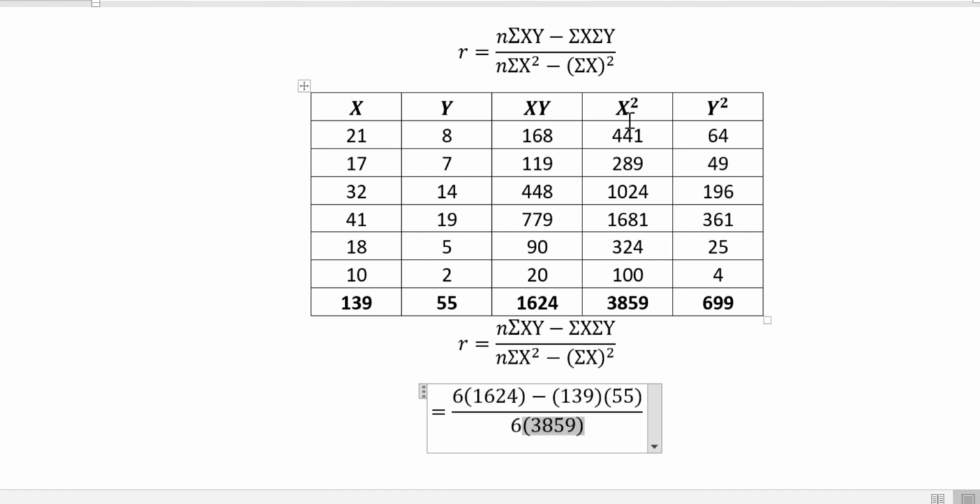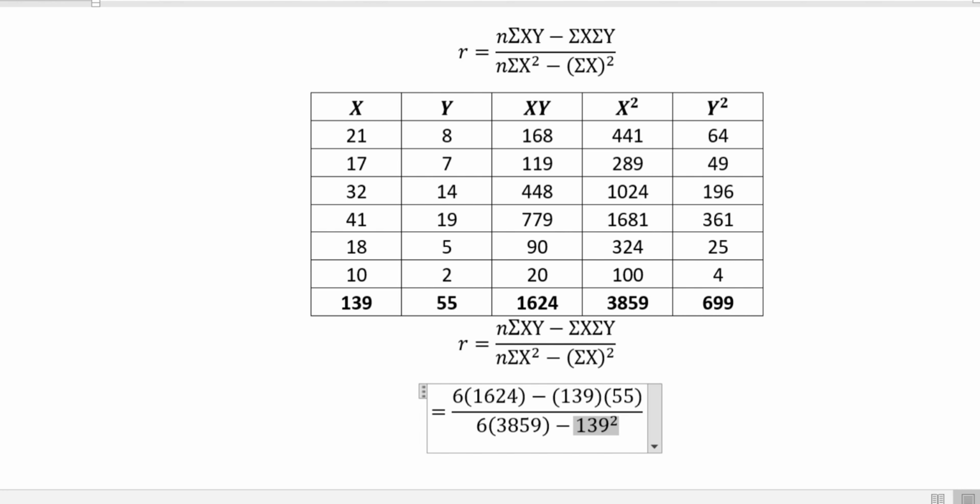Our summation x squared is the total down here. That's 859 minus summation x squared, meaning we take this sum here and we square it. So we shall have minus 139 squared.